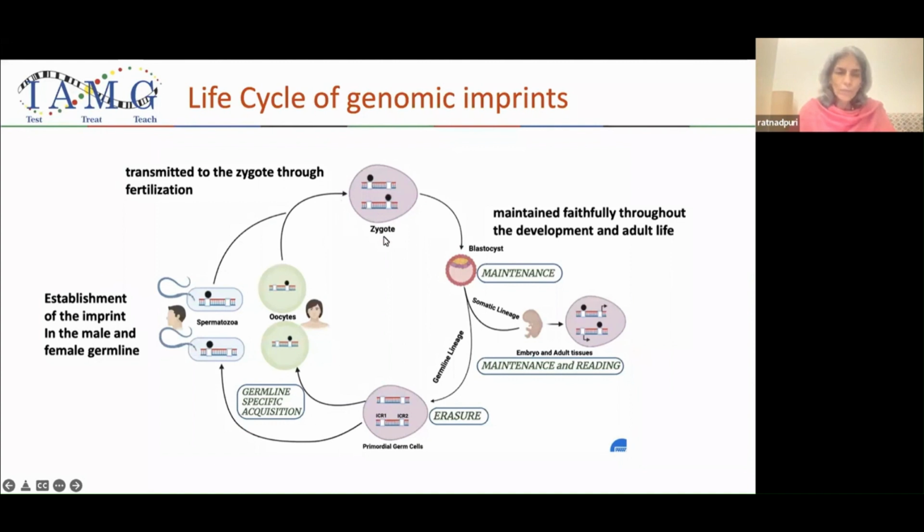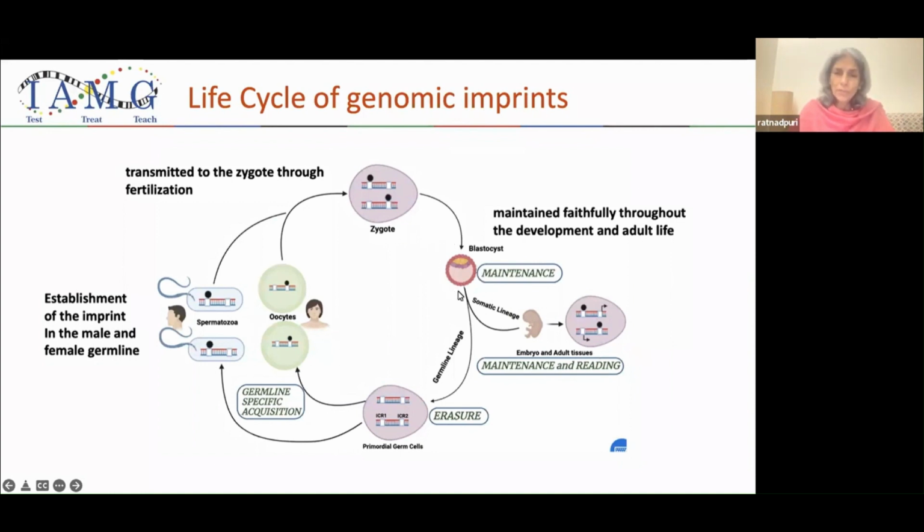Now, here there is formation of the zygote. In the zygote, the copy that has come from the father is the active copy. The one that has come from the mother is the inactive copy. The zygote then undergoes mitosis, and this imprint is maintained faithfully throughout development. So this is the maintenance, where it goes to the various tissues and the imprint is retained like that.